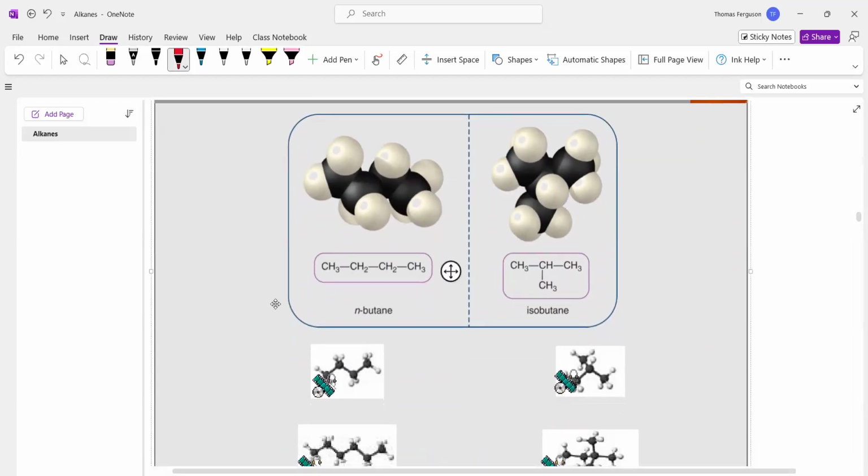So, for example, here, 1, 2, 3, 4 carbons. We're going to learn this series of, if it's 1, it's meth. If it's 2, it's eth. If it's 3, it's propyl. If it's 4, it's butyl. There's a series of those up to 10.